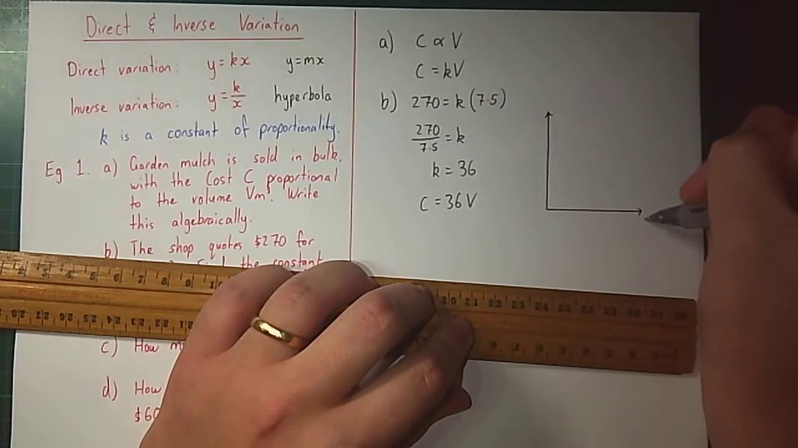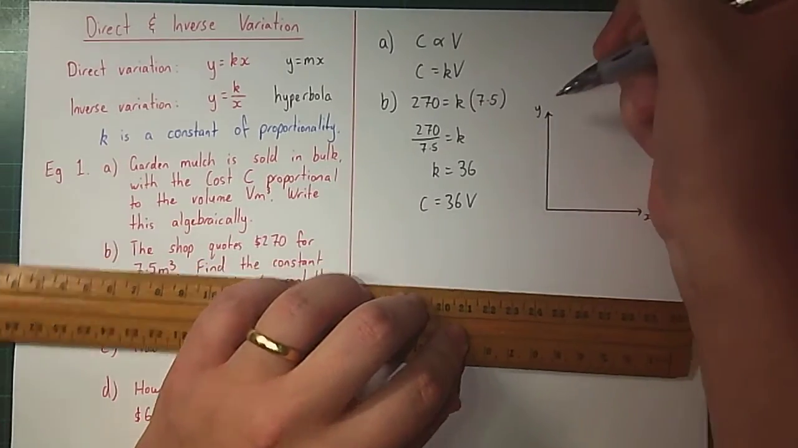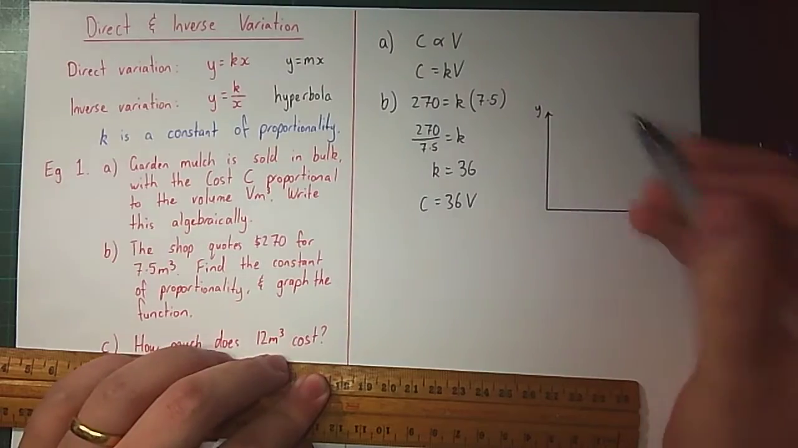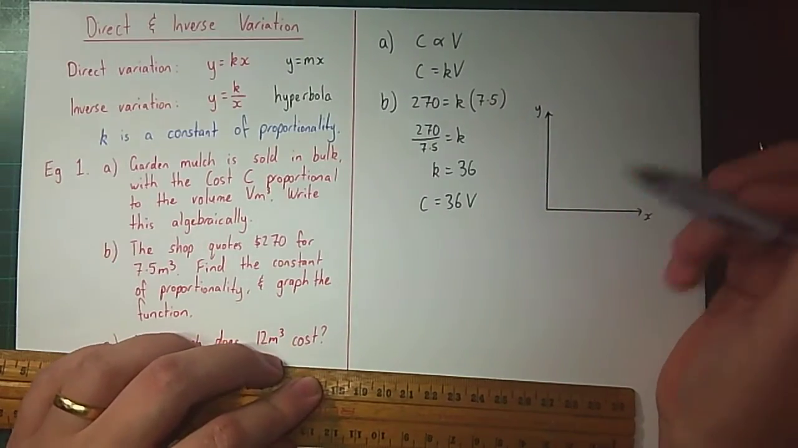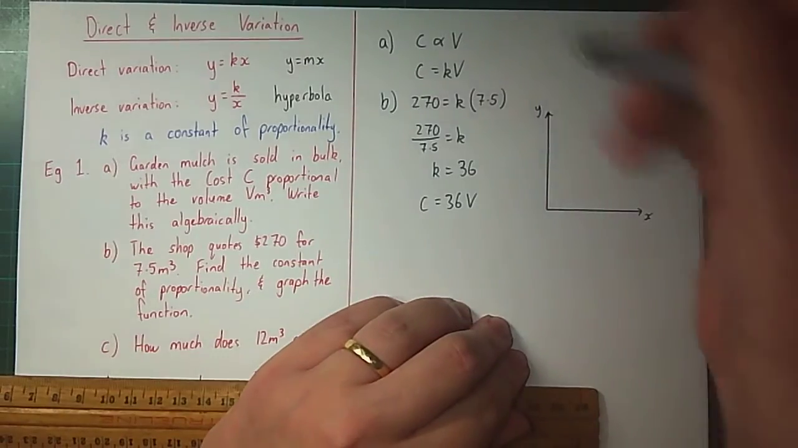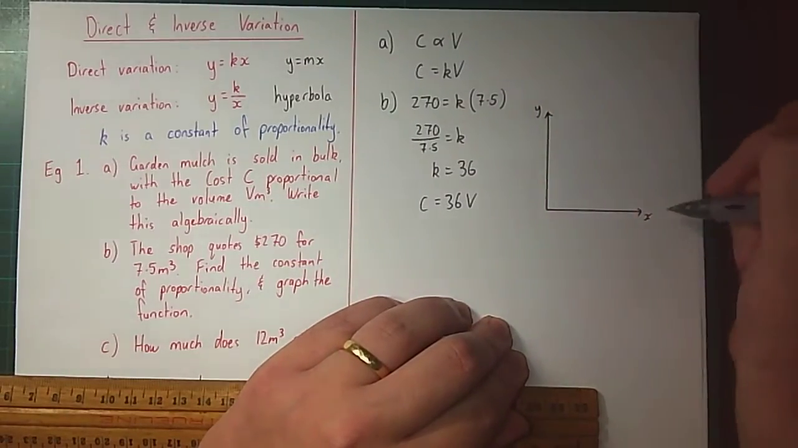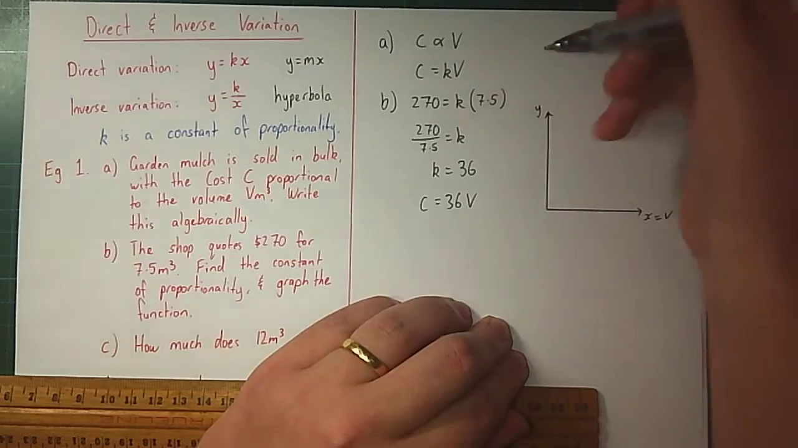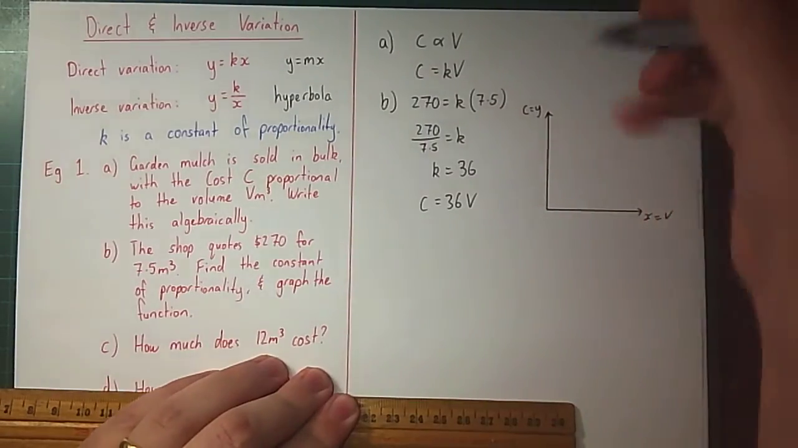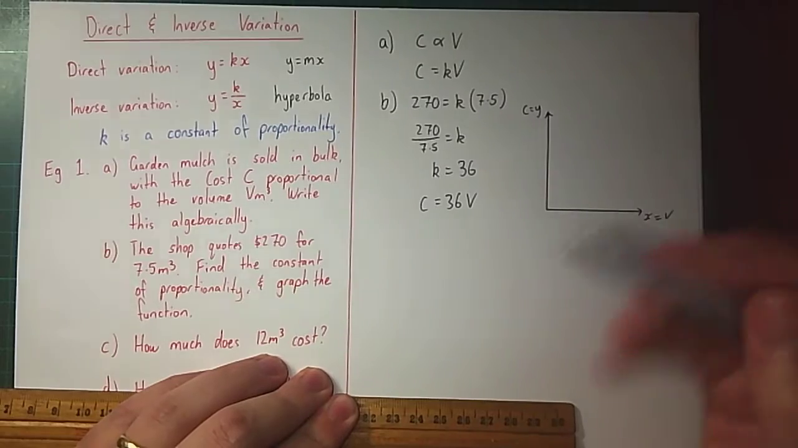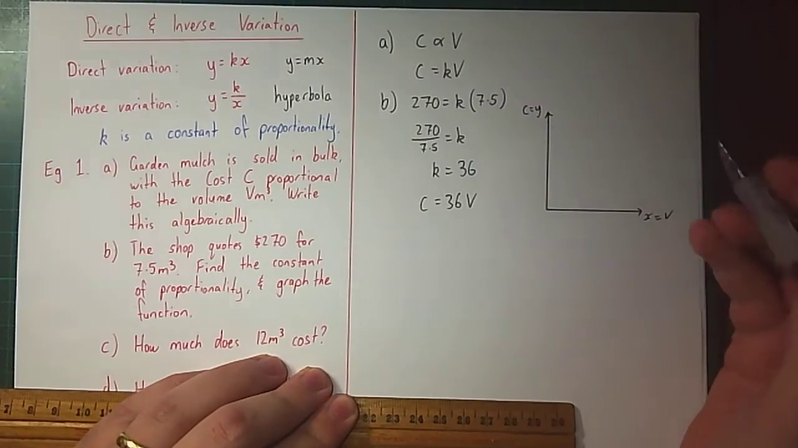So if we do that, we're going to have this. This is our x, this is our y values. But in this situation, we're not using x and y. I've just written that so you can have an idea of what we're doing. In this situation, V is going to be our x, and C is our y. Putting those x and y values just helps because it makes it a bit more familiar.